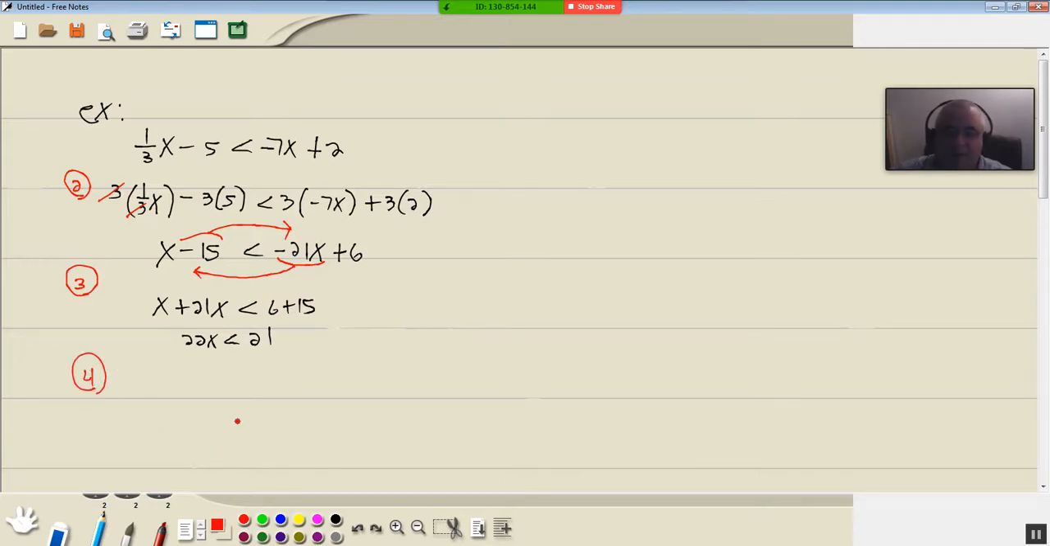And then step 4. Divide both sides by number in front of your x. Number in front of x is a 22, so we're going to divide both sides by 22. And we got x is less than 21 over 22. Those 22's cancel. And that's an example of solving a linear inequality. Now I'm going to go ahead and stop the recording here, and then I'll answer any questions you have over anything.